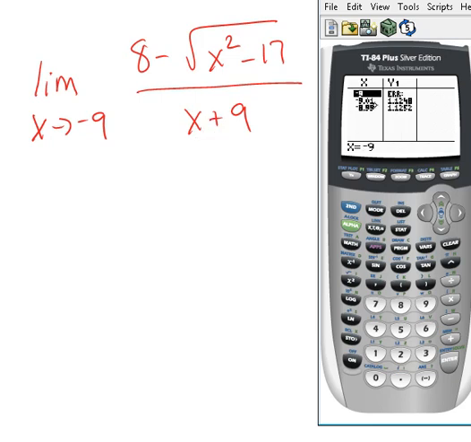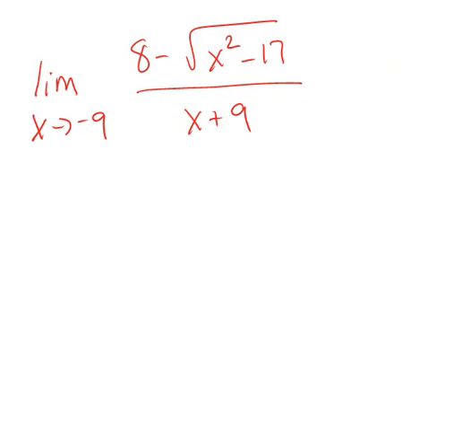But at negative 9.01, you get 1.12. And at negative 8.99, you get somewhere near 1.12. So it does appear that the limit exists. So let's see if we can figure out what that value is exactly using some algebraic techniques.